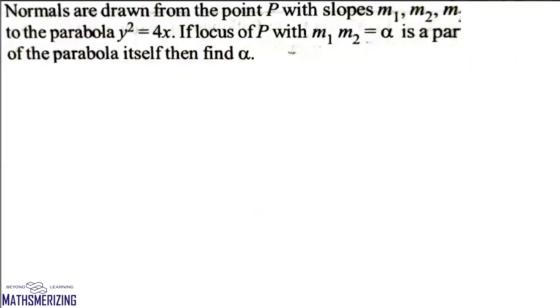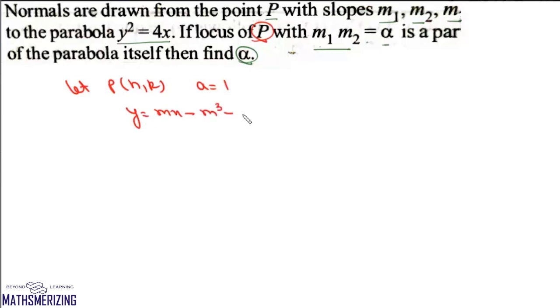Now the question is, normals are drawn from point P with slopes m1, m2 and m3 to the parabola y square equals 4x. If the locus of P with m1 into m2 equals alpha is a part of the parabola itself, then find the value of alpha. We need to find the locus of this point P. So suppose we let this point P as some h comma k, and for this parabola we know the value of a is 1. So we can write the equation of normal as y equals mx minus am cube minus 2am, a is 1, so it will be minus 2m.